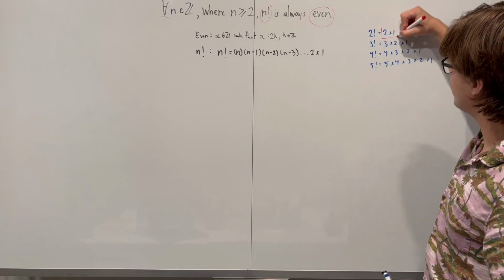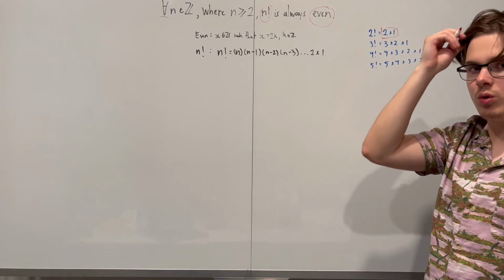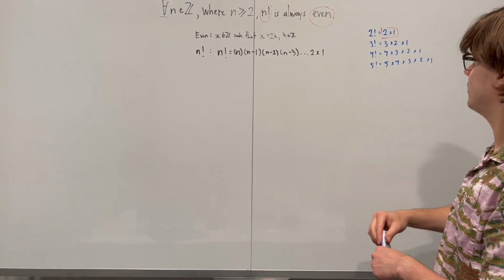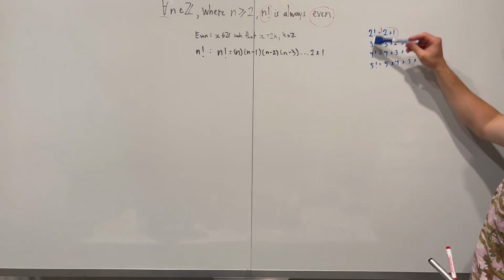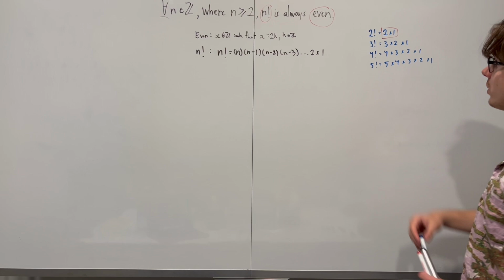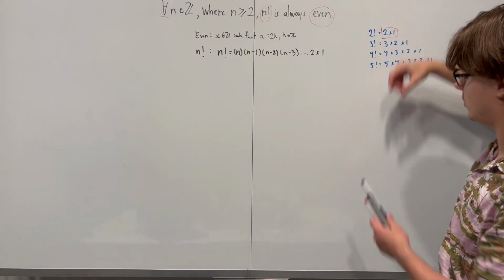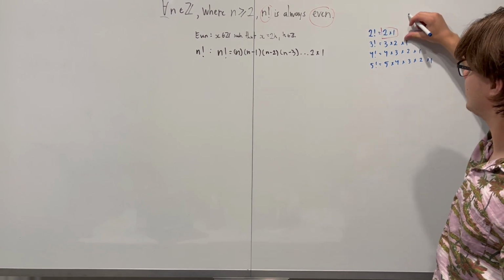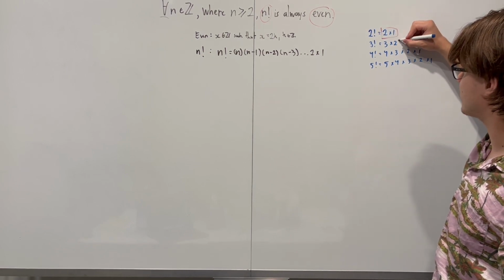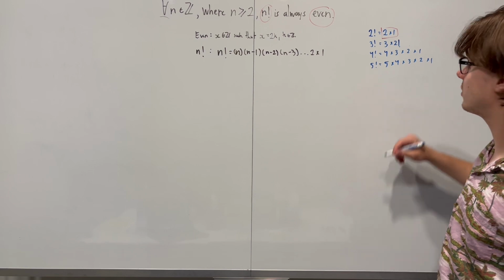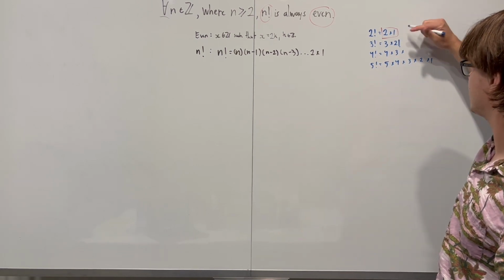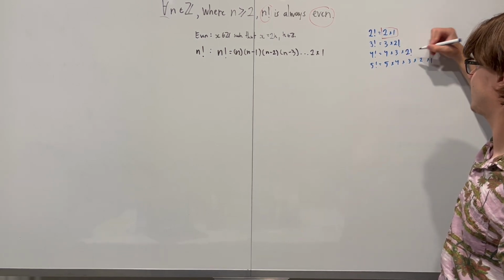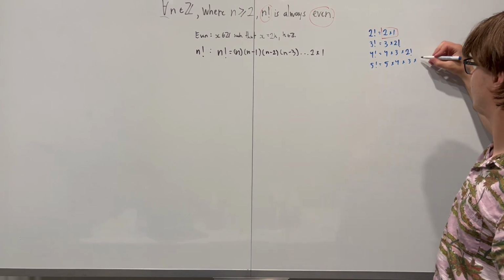So 2 factorial is defined as 2 times 1. Well, what does this mean? This means that you can actually rewrite the next 3 factorials in terms of 2 factorial. So notice where we have 2 times 1, we can just replace that with 2 factorial. So 3 factorial is actually 3 times 2 factorial. 4 factorial is actually 4 times 3 times 2 factorial, and so on and so forth.